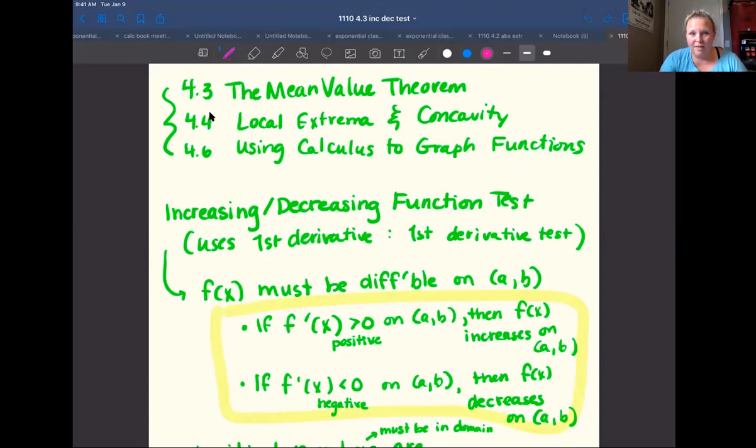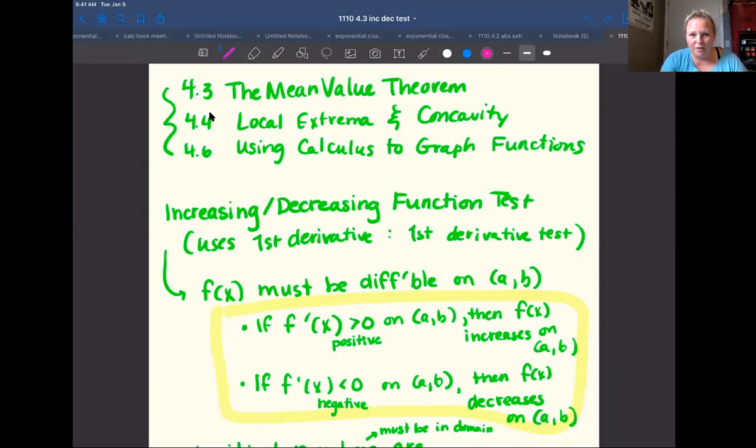4.4 is going to look at minimums and maximums locally, concave up, concave down, and then 4.6 sort of ties it all together. So that's why those are grouped together in homework. That's let's say Tuesday. We might get to 4.6 by Thursday. I don't really know. But what we're using in section 4.3 is this increasing, decreasing function test. And we've looked at it before. It just wasn't called this.